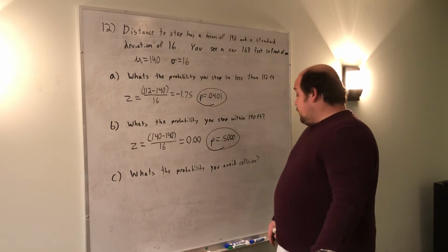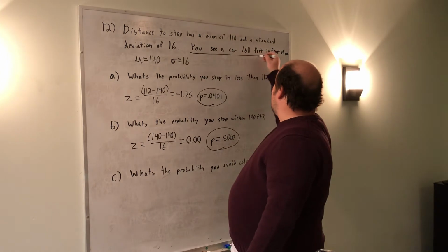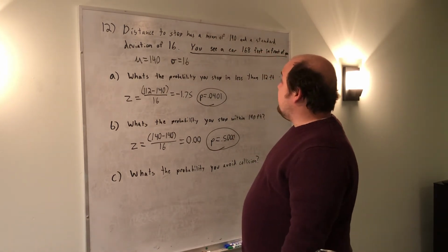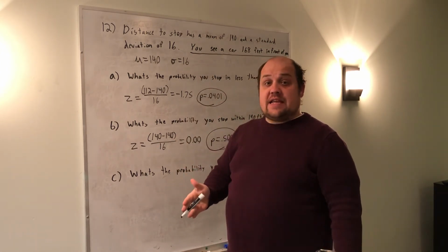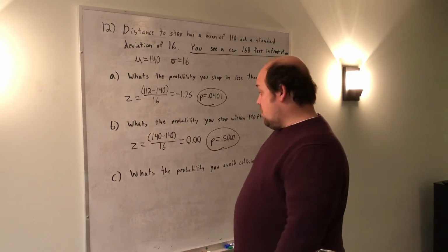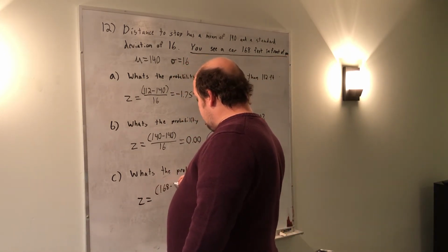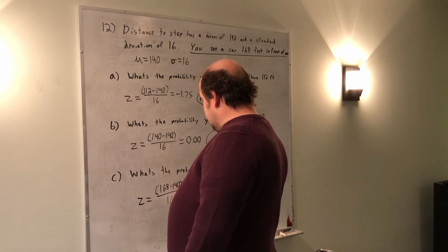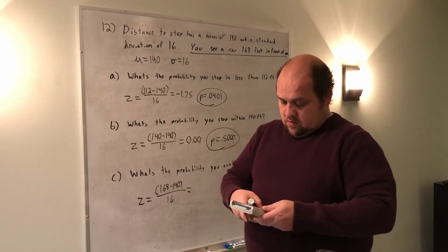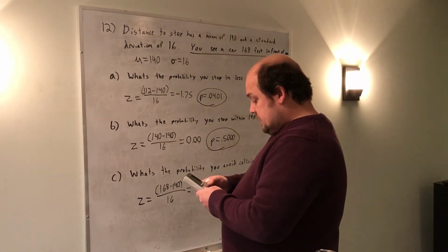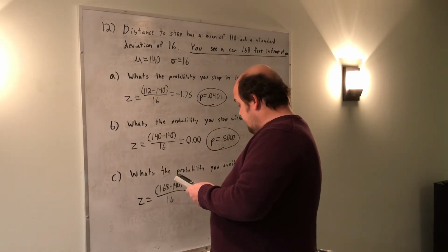For part C, it says, what's the probability I avoid collision? This is where I have to look back to the final part that says the car just pulled out 168 feet in front of me. So really what it's asking is what's the probability I'll stop within that 168 feet to make sure I don't then hit the car. So I'm going to set up z equals 168 minus 140 divided by 16. When I put this in my calculator, when I do 168 minus 140 over 16, I get positive 1.75.